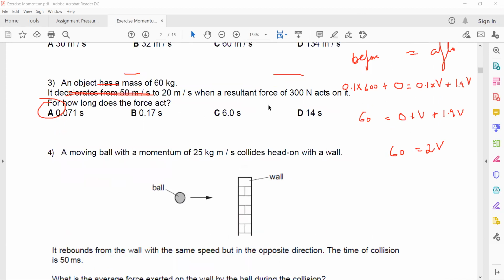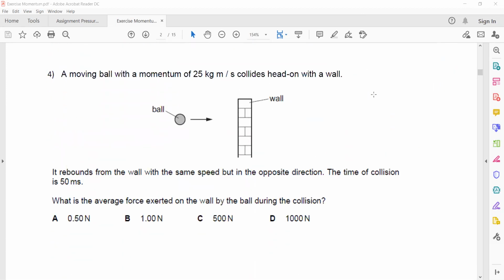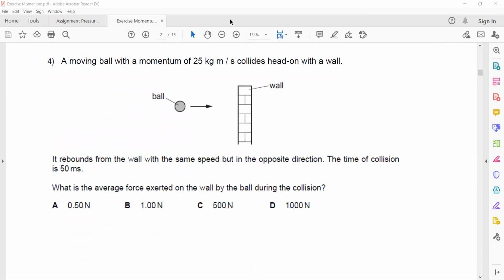In question 4, a moving ball has a momentum of 25. It collides and bounces back with the same speed. If the speed does not change, the magnitude of the momentum will not change, but the direction changes. It's in the opposite direction, so if one momentum is positive, the other one should be negative.